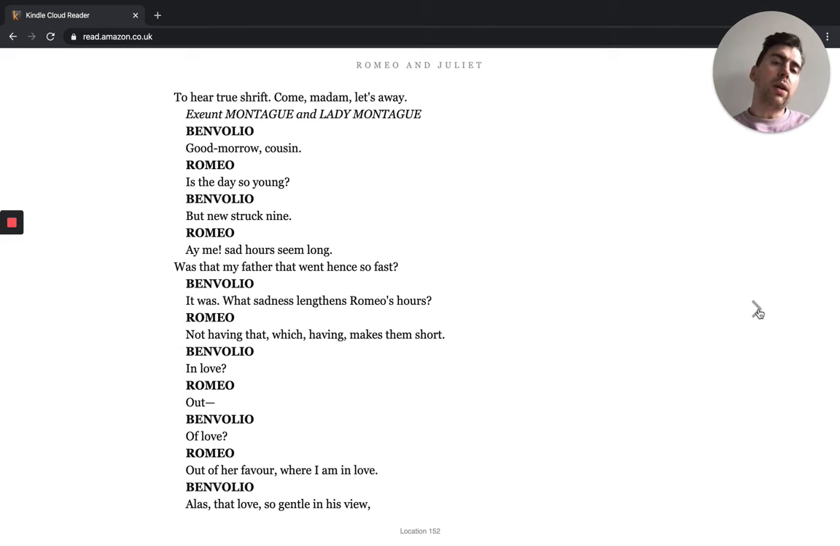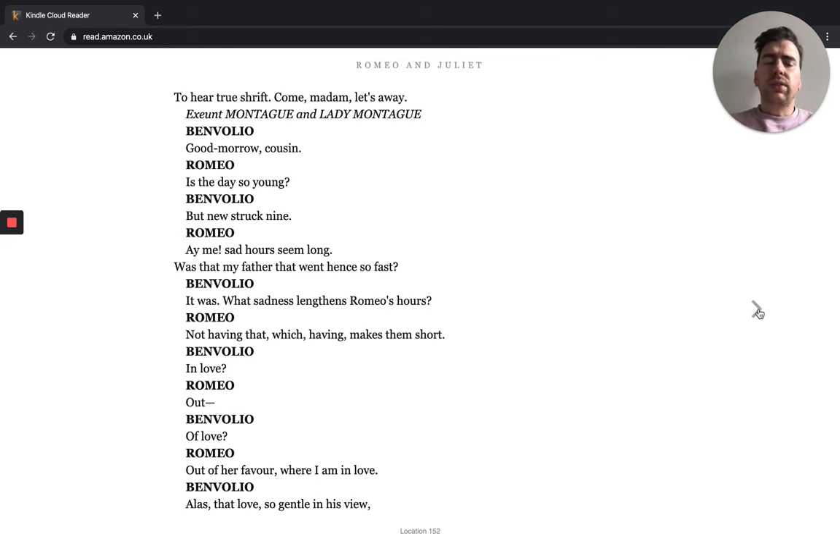Good morrow, cousin. Is the day so young? But new struck nine. Ay me, sad hours seem long. Was that my father that went hence so fast? It was. What sadness lengthens Romeo's hours? Not having that which having makes them short. In love? Out. Of love? Out of her favour where I am in love.